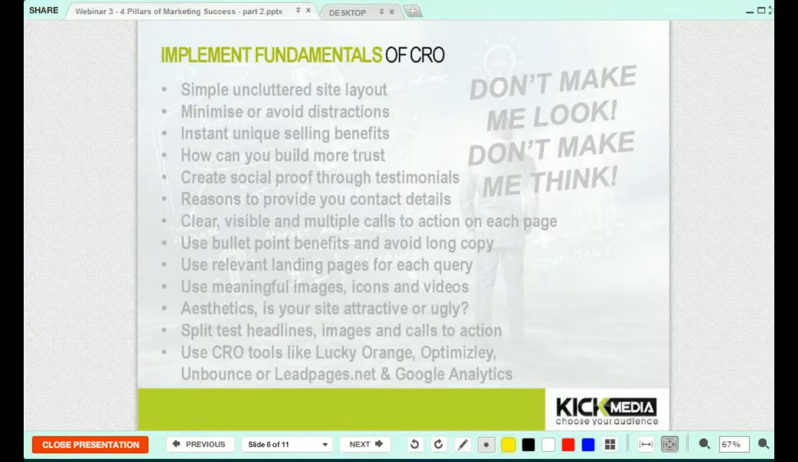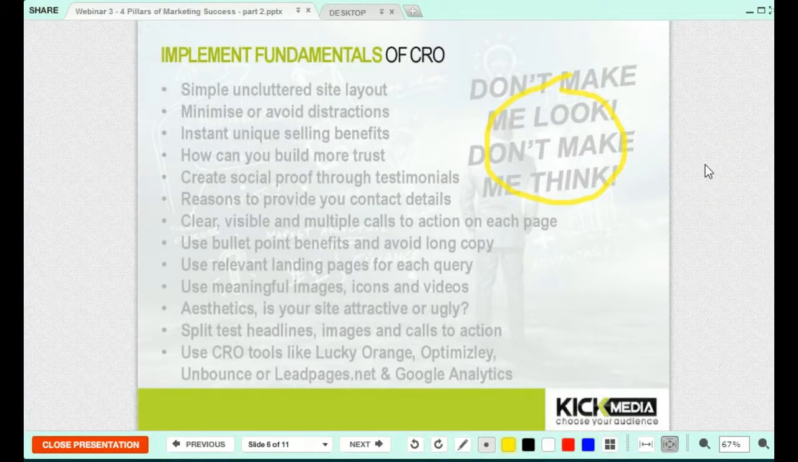So let's start with the fundamentals of CRO, okay? And there's a few things here, and obviously this can be a potentially large topic, but I'm just going to go through the basics. And even if you apply the basics, you will see some pretty big transformations. And I'll go through some examples of real websites I've found on the internet, and we'll go through this list bullet point by bullet point and apply what we see on those websites. But the main principle here is really don't make me look, don't make me think.